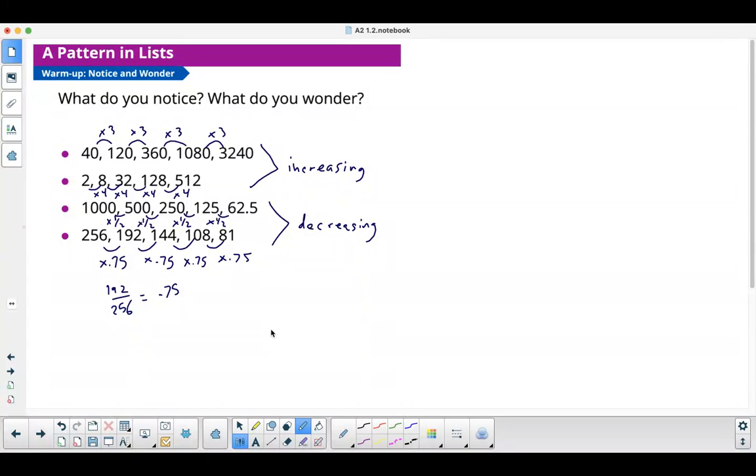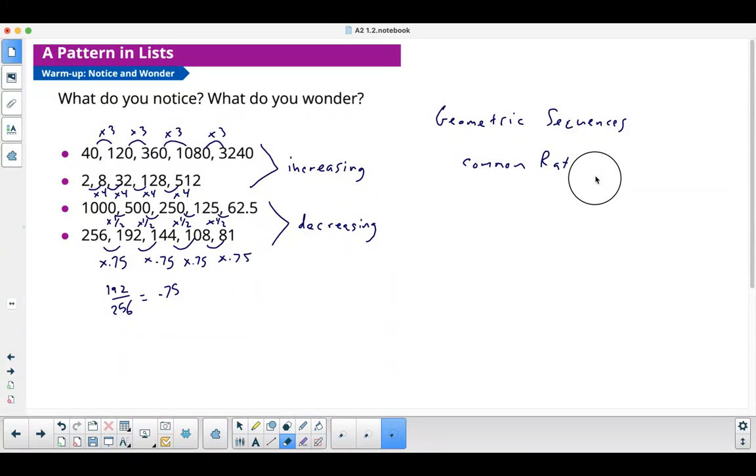Okay, so there's some notices, there's some wonders. And just to foreshadow what we're going to do today, all 4 of these are geometric sequences. Geometric sequences are basically sequences where you multiply to get the next term. So as I look here, what's the common ratio? The common ratio is the number that you multiply by.